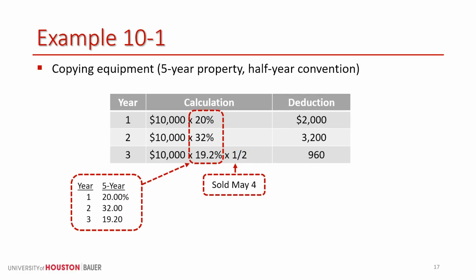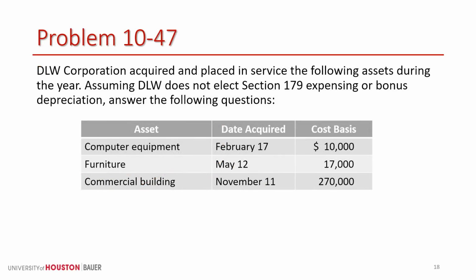And here we see it. All right, this is a problem out of your textbook. So we have a company that acquired and placed in service the following assets. They're not going to elect anything special. We'll talk about Section 179 and bonus depreciation later. But for now, let's just focus on the basic rules.